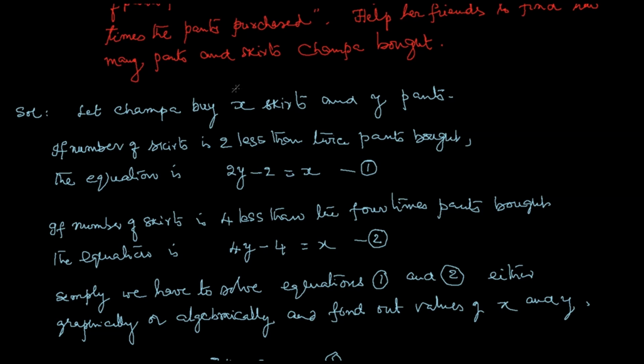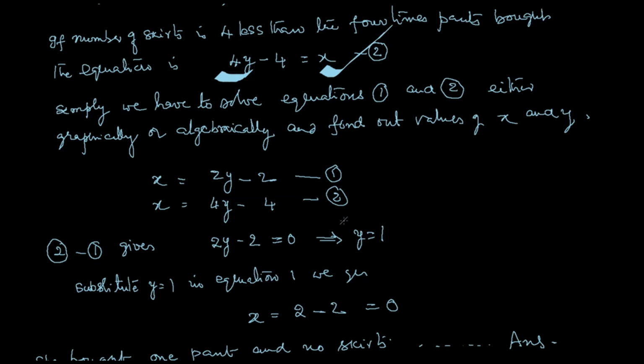So let us assume that Champa bought x skirts and y pants. First condition, 2 less than twice the pants bought. Pants bought, the number is y. So 2 times that, 2y, minus 2 is x. This is one equation. Second condition, the number of skirts is 4 less than 4 times pants. 4 times pants, 4y, minus 4 is x. So we have to solve these two equations. x = 2y - 2 is the first equation. x = 4y - 4 is the second equation.